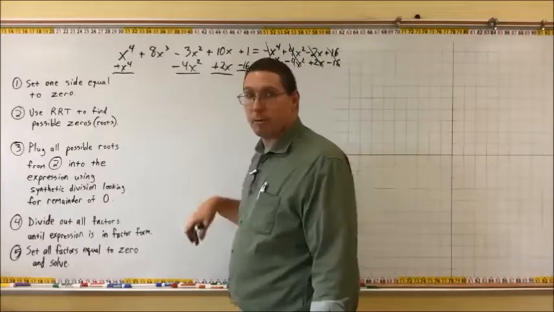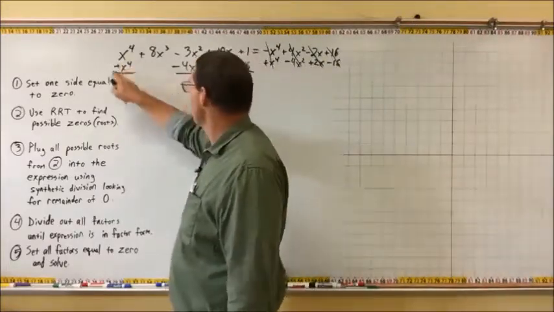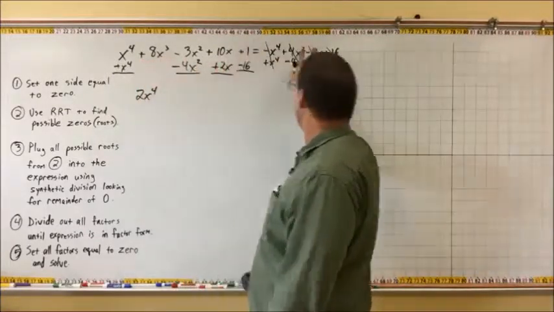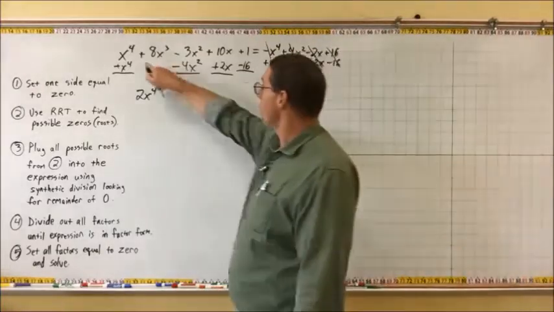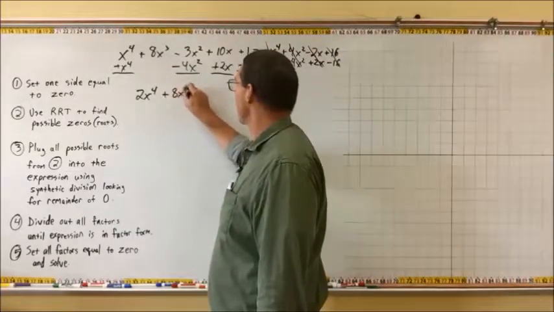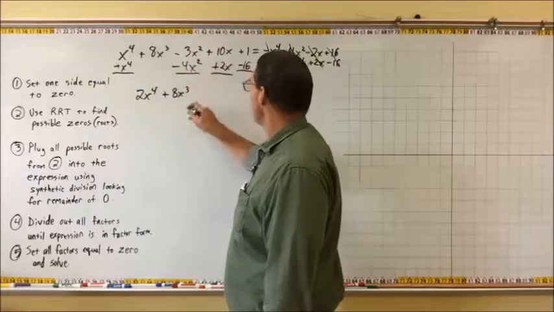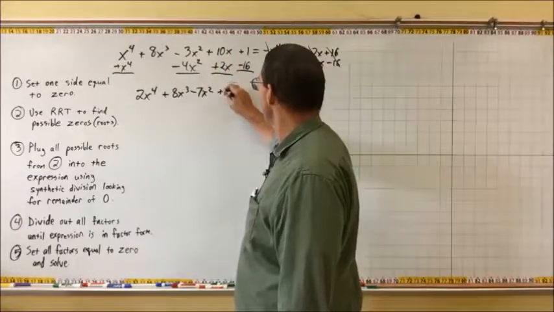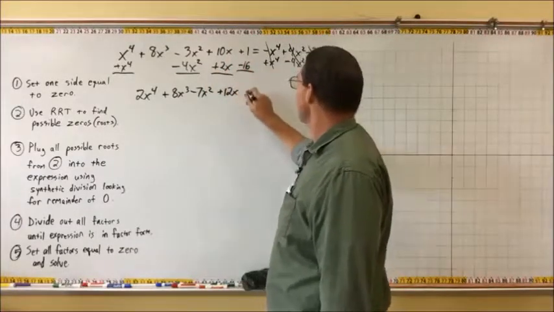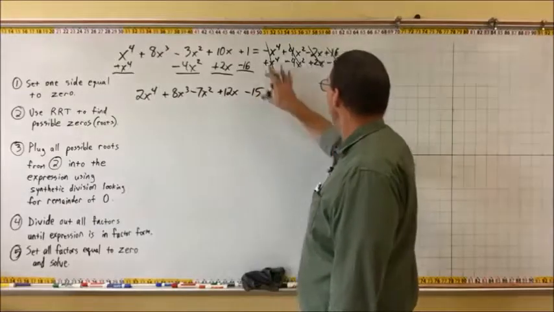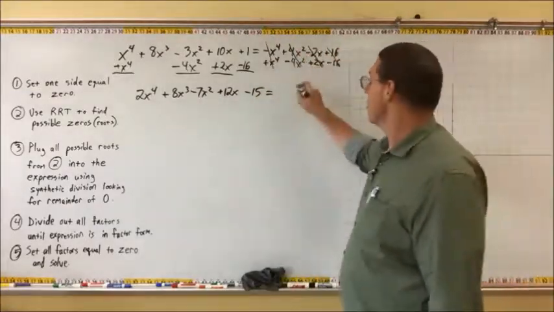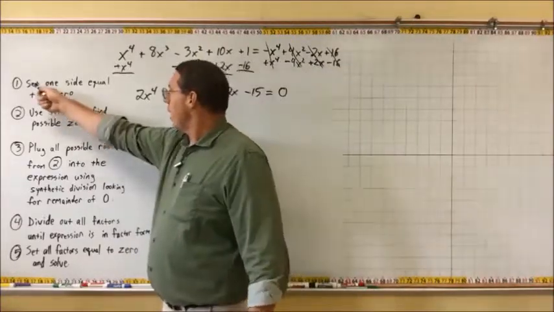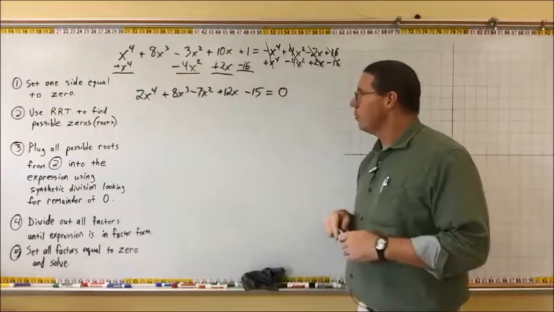So now I'm going to do all my arithmetic here. I'm going to bring this stuff down. x to the 4th plus x to the 4th is 2x to the 4th. I didn't have an x to the 3rd term, so I'm just going to carry down the plus 8x to the 3rd. Negative 3x squared minus 4x squared is minus 7x squared. 10x plus 2x is 12x. And 1 minus 16 is negative 15. Equals, well, this all canceled out, so this side is equal to 0. So I've now succeeded in step 1. I have set one side of this equation equal to 0.